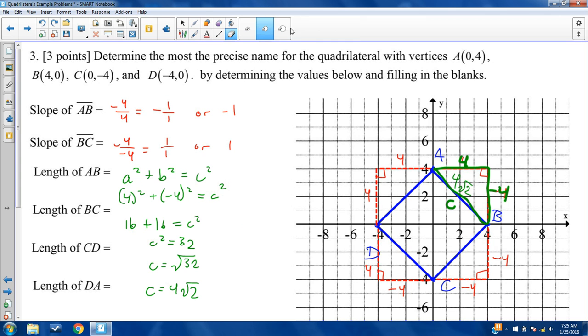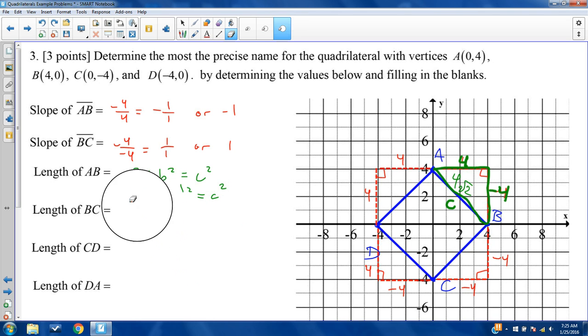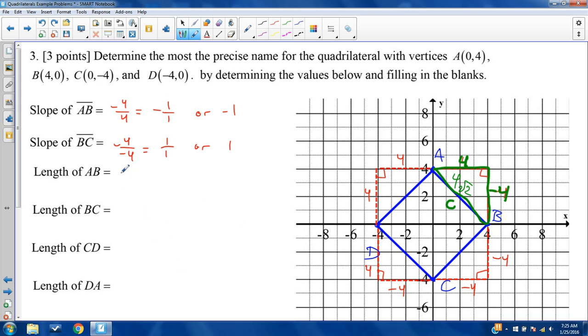As I write this answer down and erase my work, sorry, the question is, do BC, CD, and DA all have the same lengths? In other words, do I have to do all that Pythagorean theorem work or distance formula to figure these out? The answer here is no, and here's why. All of these have the same exact right triangle.